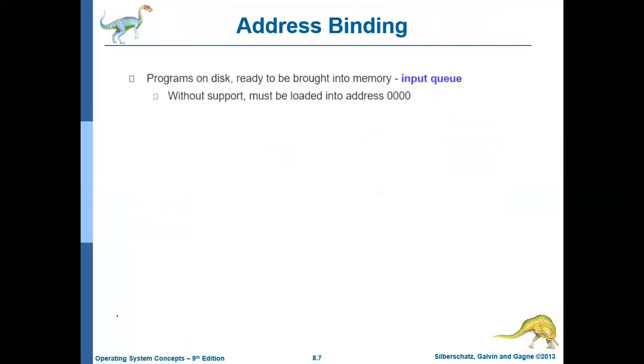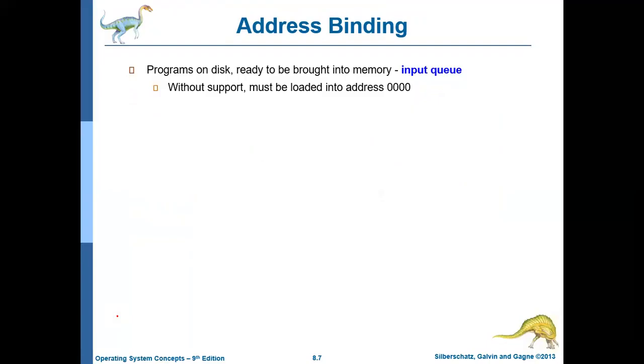Fine. Now let us move to the next important concept, which is called address binding. As we have already discussed, initially all the programs will be residing in the disk, and then depending on the requirement, they will be brought to the main memory. The programs which are on the disk and are ready to be brought into the main memory will be stored in a queue, and that queue is called the input queue.